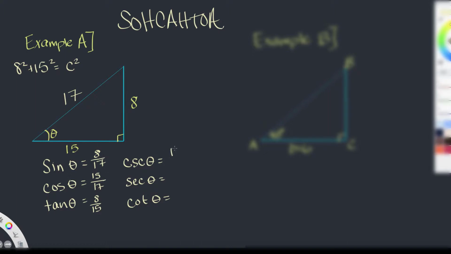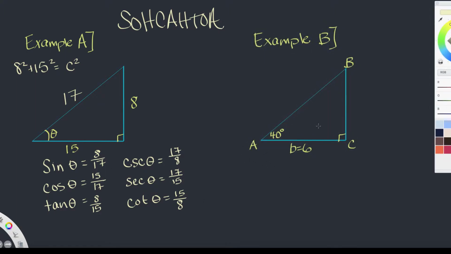fraction upside down and get 17 over 8. Secant is the reciprocal of cosine, so we can flip that fraction upside down and get 17 over 15. And cotangent is the reciprocal of tangent, so we can flip that guy upside down and get 15 over 8.